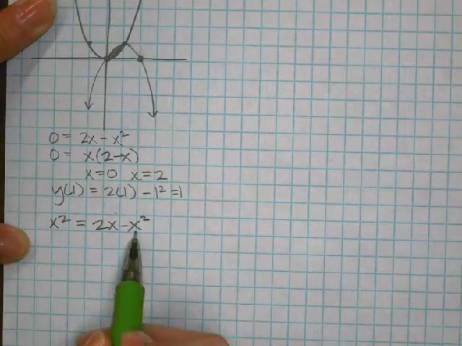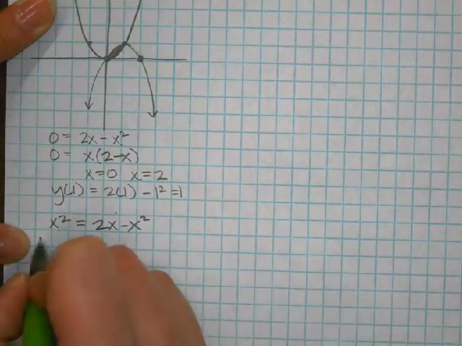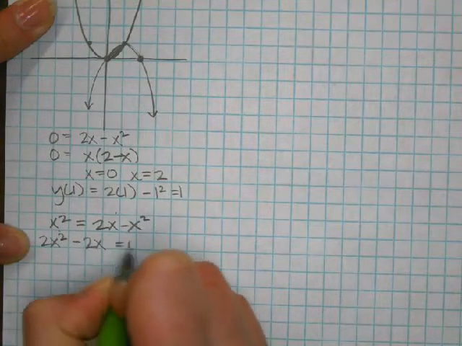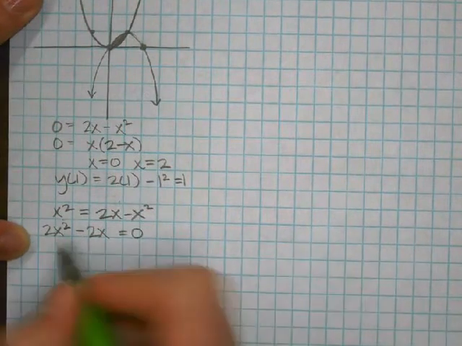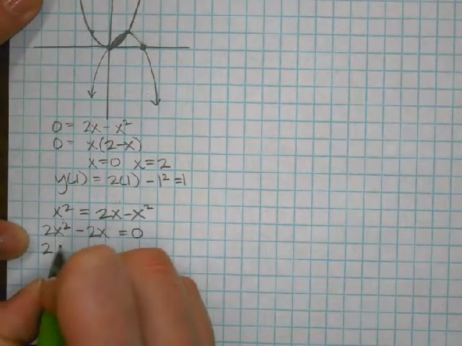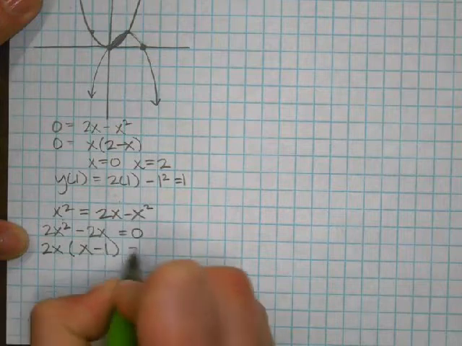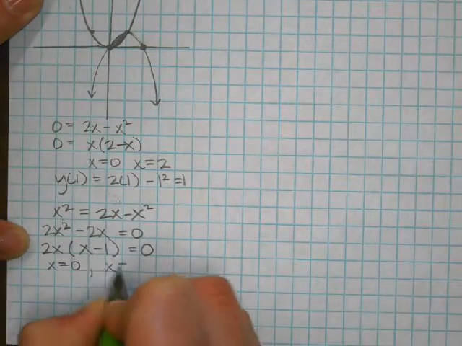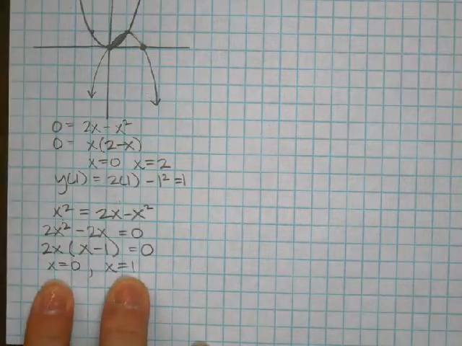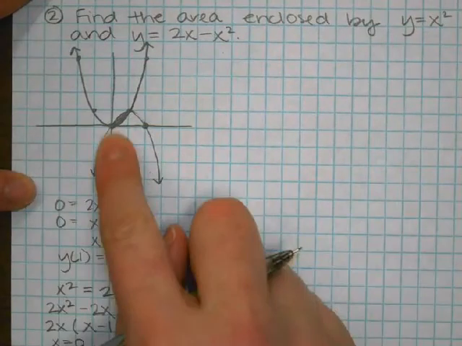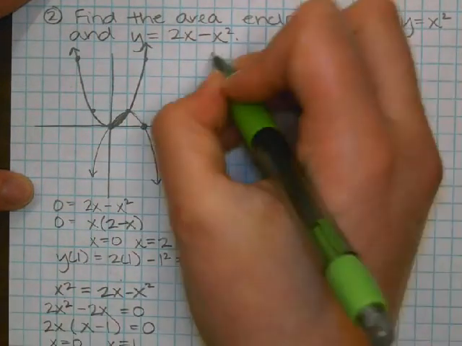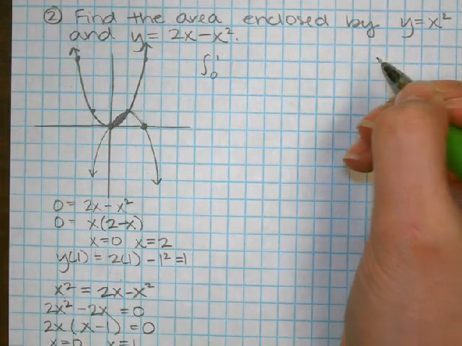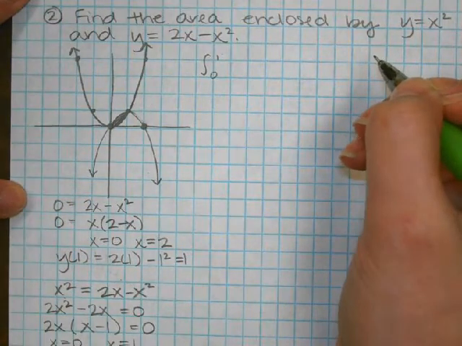So I'm going to go ahead and add the x squared over here. So that gives me 2x squared. I'm going to subtract the 2x over. So there's me setting it equal to 0. I'm going to factor it now, so I'm taking out the GCF. And so x equals 0 and x equals 1. Those are the two x values where the curves equal each other. And you can see that that's my interval from 0 to 1. So in this problem, that was some extra work we didn't really need to do. However, in some problems, that work would have been necessary.